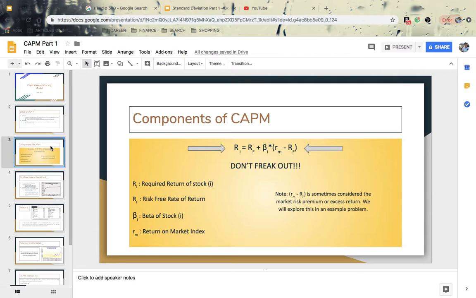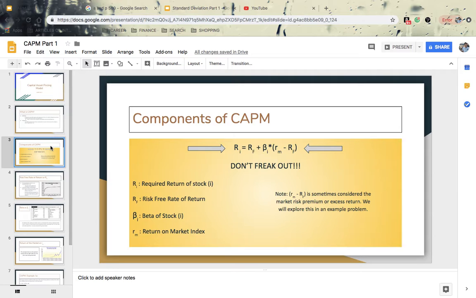So here's the formula. Don't freak out. Relax, take a deep breath. It looks bad, but it's not that bad. We're going to go over all of the different parts of it. So Ri, like I said, that's what this formula spits out. That's the required return on the stock. That's the minimum amount that you should take for investing in this stock.